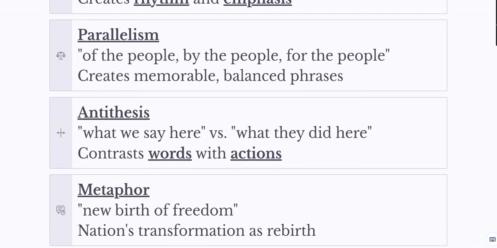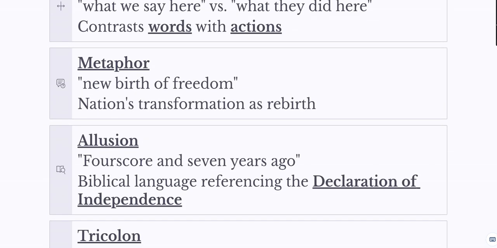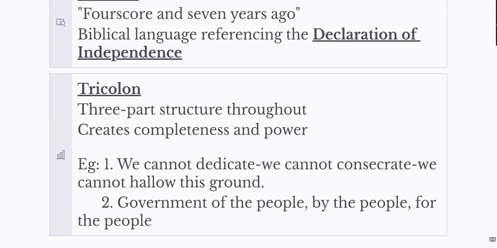And then antithesis. Here antithesis means two opposite things are said in adjacent concepts. So what we say here versus what they did here. He is making a contrast between words and the action. So this is antithesis. And metaphor, new birth of freedom, the nation's transformation as a rebirth. And allusion is 87 years ago. He is referring to the historical event, the Declaration of Independence in 1776. So here he is using allusion.